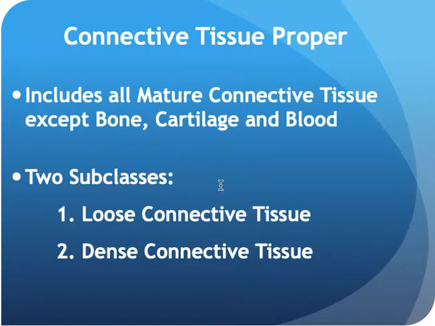So connective tissue proper includes all mature connective tissue except bone, cartilage, and blood. Again, this is a really good question too for multiple choice. You know, which one of these is not included in connective tissue proper? So remember that bone, cartilage, blood, not part of this connective tissue proper. We're going to get two subclasses. We're going to get loose connective tissue, and we're going to get dense connective tissue. And again, I want to make sure I know the subcategories. Make sure for connective tissue proper, I know that there's loose and dense, and then we're going to get some subcategories for the loose and the dense, and then we'll move on to the cartilage and the blood and the bone.